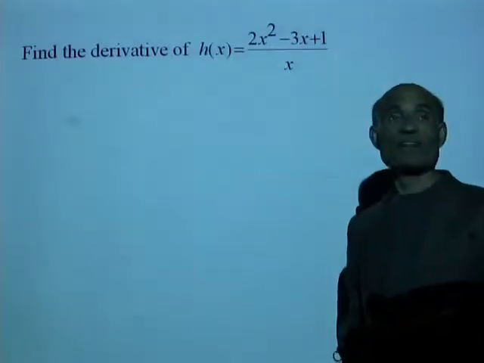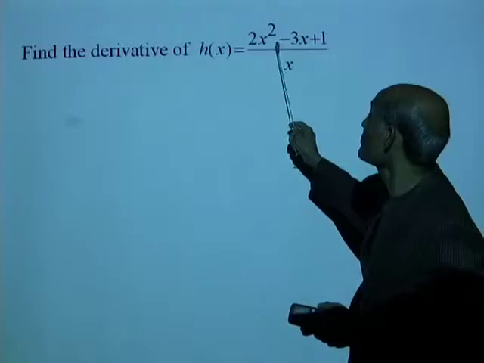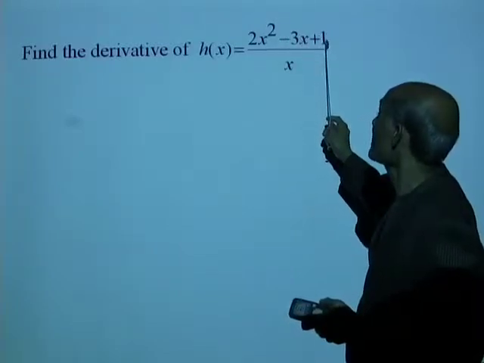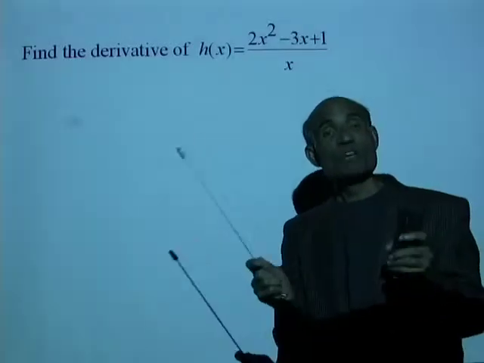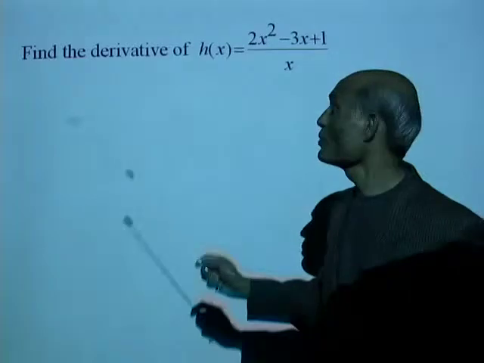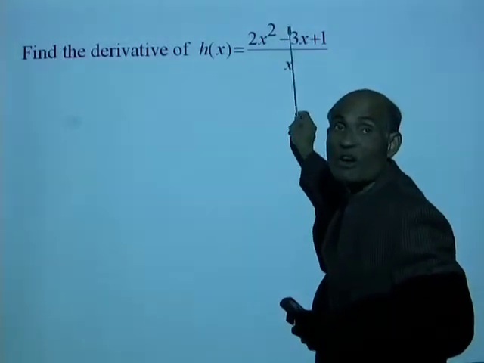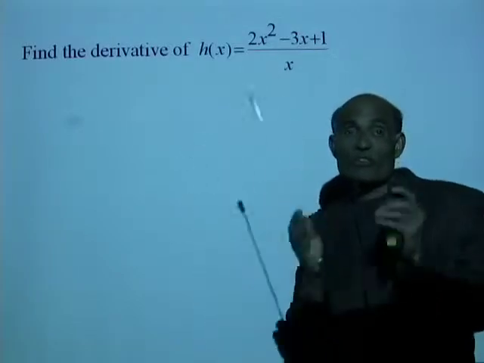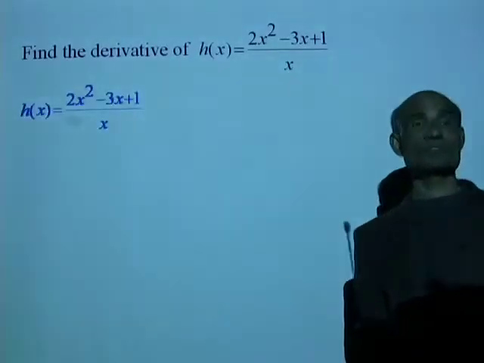Alright, another one. Find the derivative of h of x equal to 2x squared minus 3x plus 1 over x. You see, we know to find the derivative of each term. So what we need to do is divide each of these terms by x so that each is made into a form we can find the derivative of.